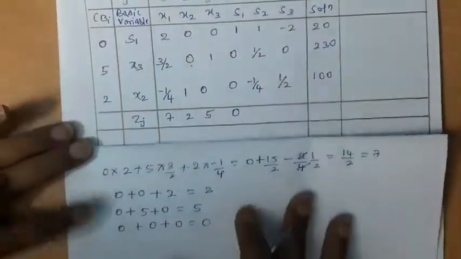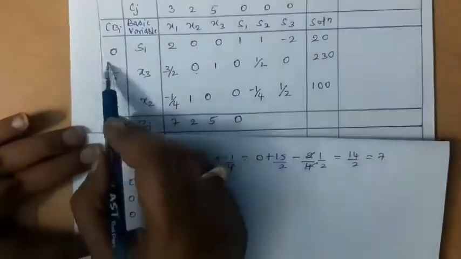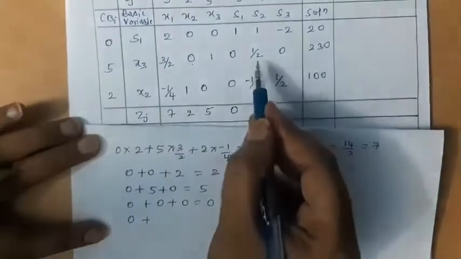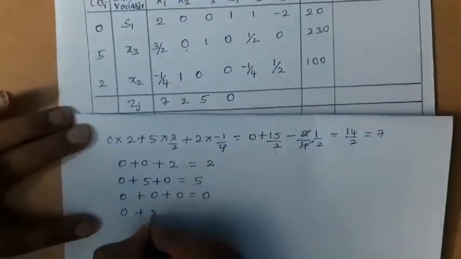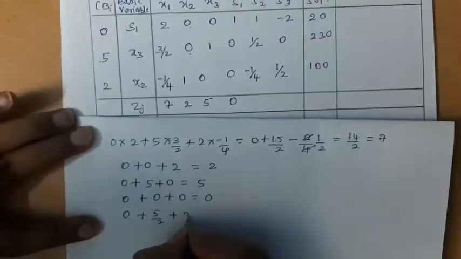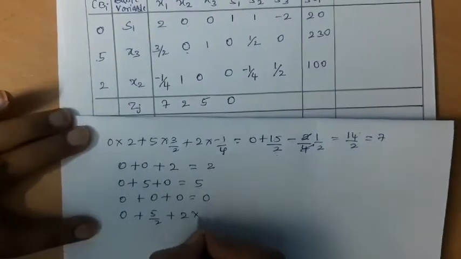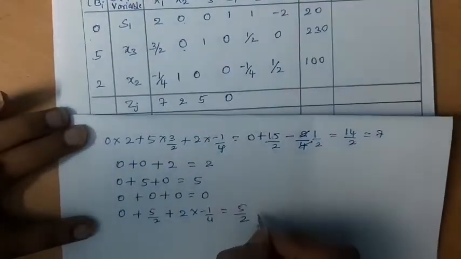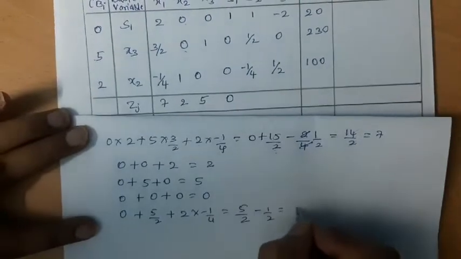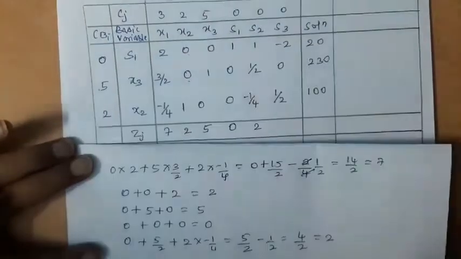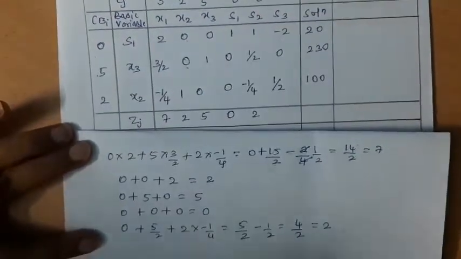So assign 0. Next, 0 into 1, 0, plus 5 into 1 by 2, that is 5 by 2, plus 2 into minus 1 by 4. So that is equal to 5 by 2. Again here we get minus 1 by 2. So that is equal to 4 by 2. So we get here 2. So write down here 2. So 4 by 2 is equal to 2.